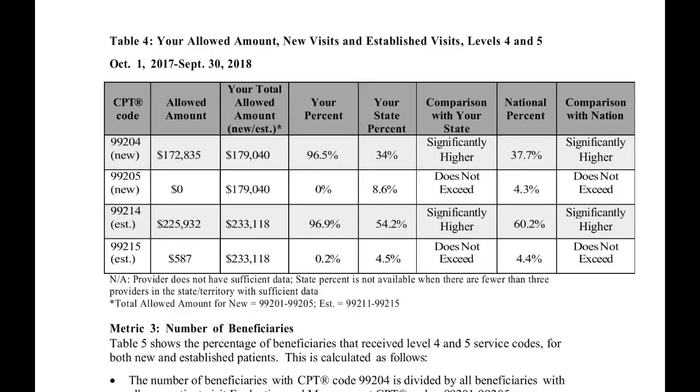The same with 99214. The allowed charges percentage for that code for this provider was almost 97%. And compared to 54 and 60%, those comparisons leave this provider with significantly higher results. Again, 99205 is going to have a $0 amount, and then 99215 has a smaller $587, and that leaves them very low in their percentage analysis, so they do not exceed the state and national averages here.